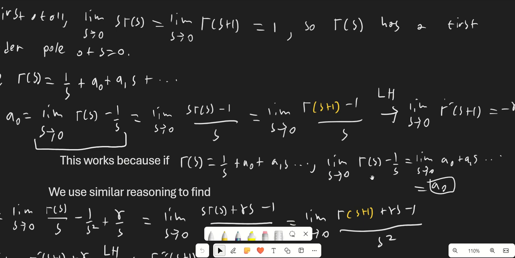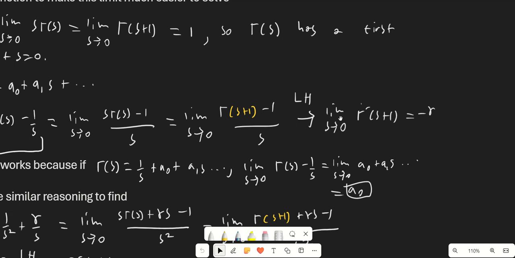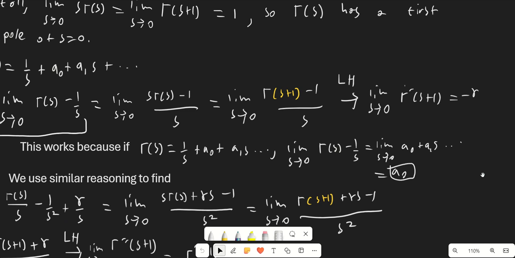So if we take the limit as s goes to 0 of gamma of s minus 1 over s, we get the limit as s goes to 0 of a0 plus a1s and so on and so forth. And all these terms other than a0 just go to 0 because they have an s next to them, right? And so we'll just get a0. So we just have to evaluate this limit. So this is the limit as s goes to 0 of s gamma of s minus 1 over s, or the limit as s goes to 0 of gamma of s plus 1 minus 1 over s. We use L'Hospital's rule because we have a 0 on the top and bottom, and we get the limit as s goes to 0 of gamma prime of s plus 1, which is just negative gamma. So that tells us a0 is negative gamma.